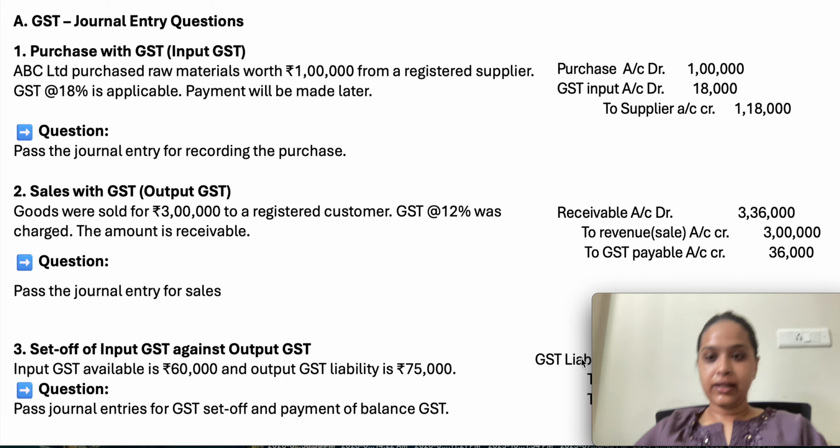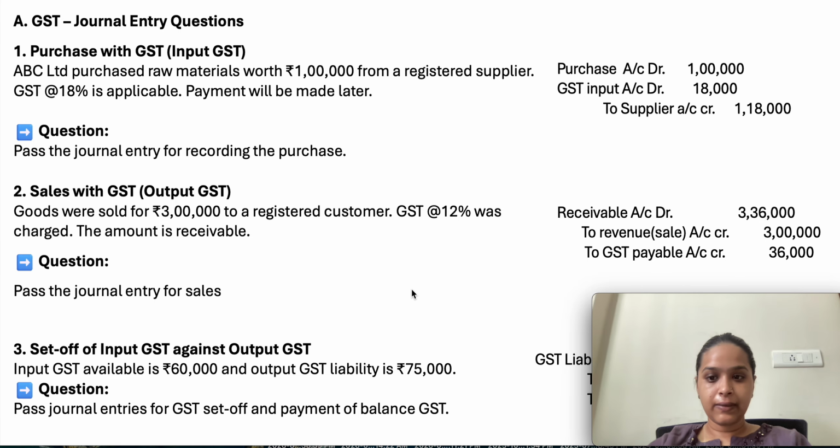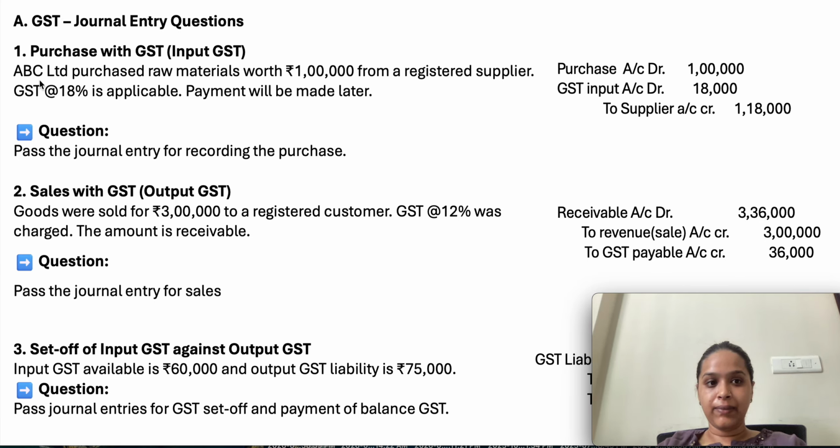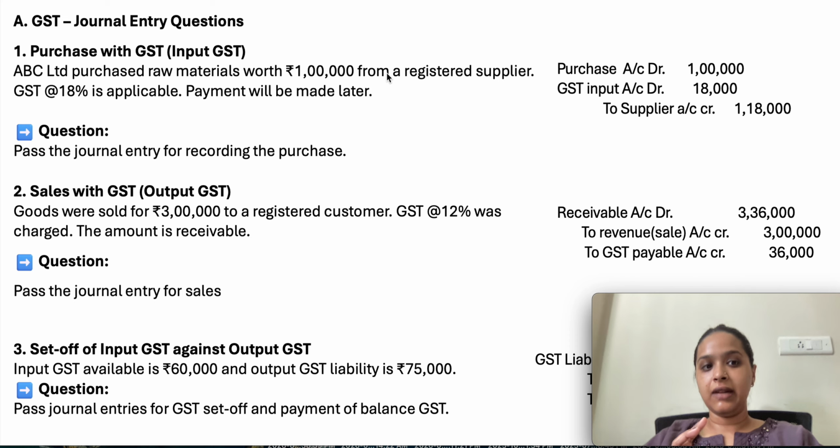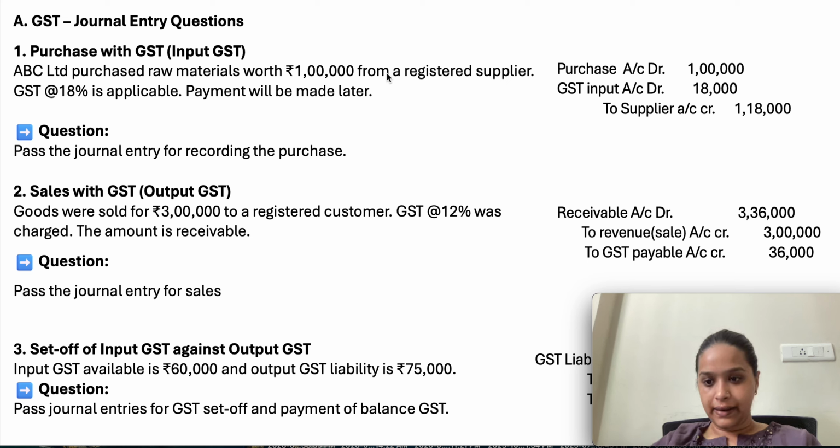Okay, so let's try to solve some questions. First is ABC Limited purchased raw material worth 1 lakh from a registered supplier, on which 18% GST will be applicable, and they will make the payment at a later stage. First of all we will try to post an entry without considering the GST impact. So what journal entry will you post?